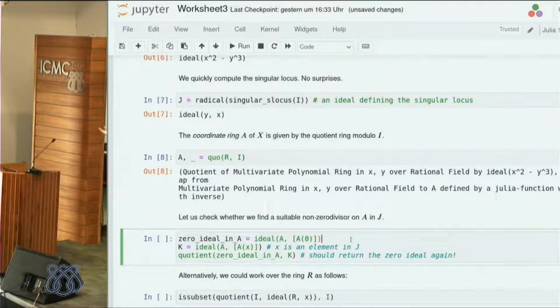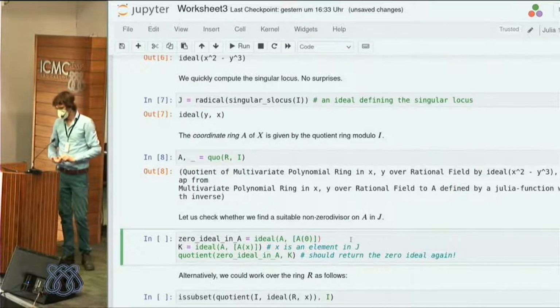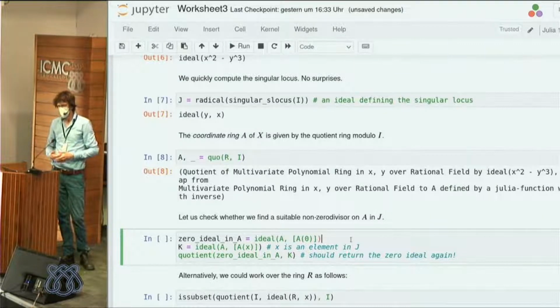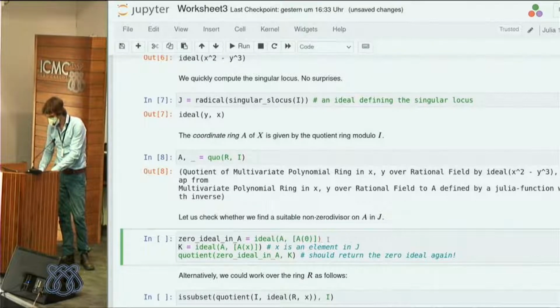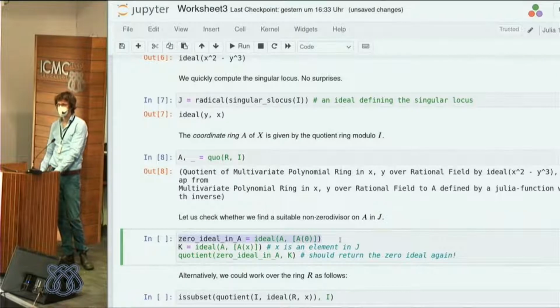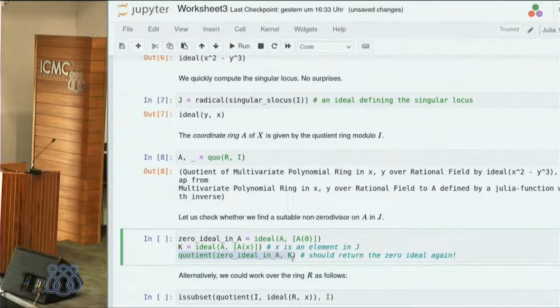We need to find a non-zero divisor on A, but contained in the ideal J. And we can just go ahead and take the first non-zero divisor that comes to mind, one of the generators of J. So we can start out by setting up the zero ideal in the quotient ring. This seems a little bit complicated. Then we are heading towards the last line. This quotient is actually the command for what we had on the slide.